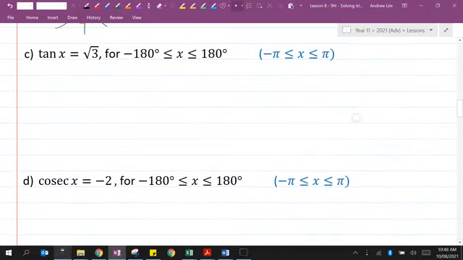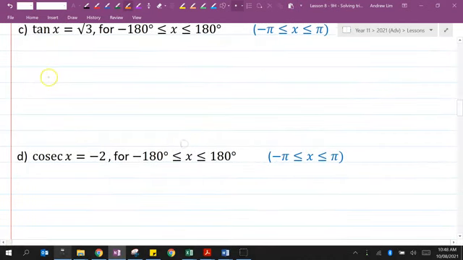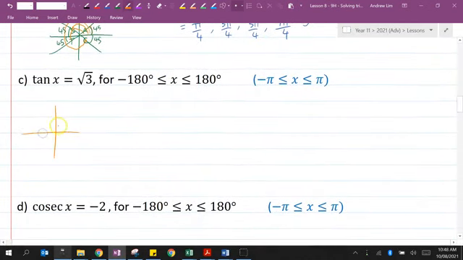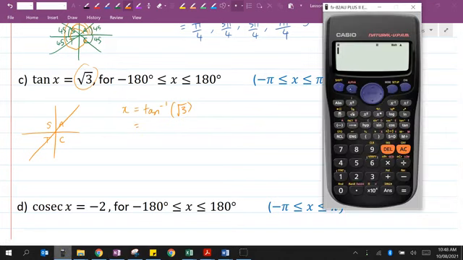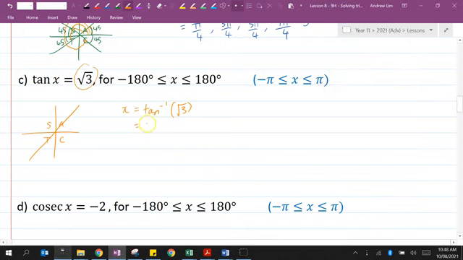Okay, question C. Tangent of x is equal to root 3. So the first thing I would do, all stations to central. Where is tan positive? Here and here. Okay, let's look for our reference angle. So our reference angle, x is equal to the inverse tan of root 3, which is 60. So I know that's 60, and I know this is 60 degrees.